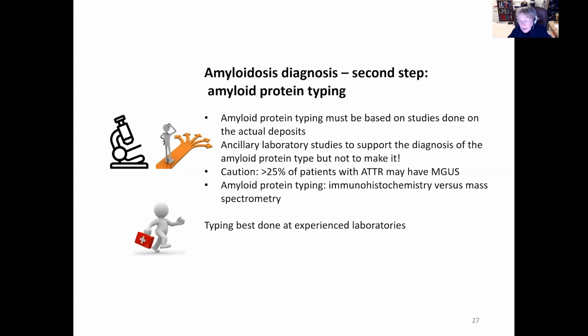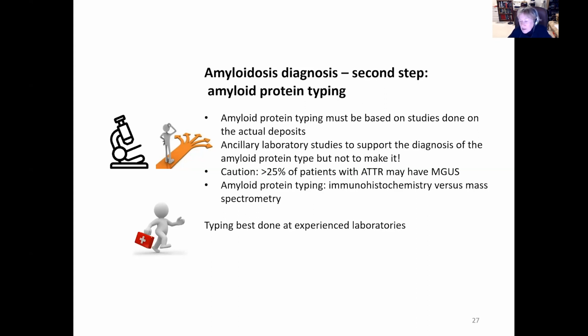Amyloid typing, yes, I want to emphasize it has to be done properly, cannot be based on clinical laboratory studies alone. These can support the diagnosis, but not make it. Caution is advised because a significant proportion of patients with ATTR, for example, have MGUS. Dr. Sanchorawala and her group reported on this extensively. And we have been using immunohistochemistry versus mass spectrometry.